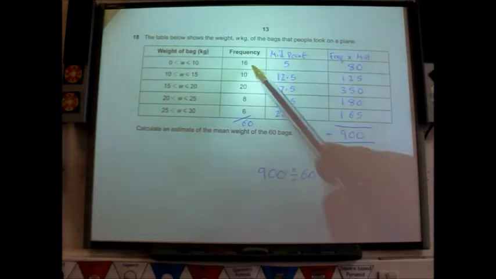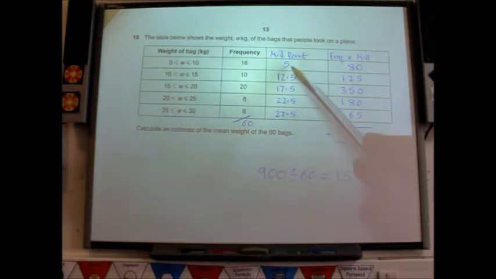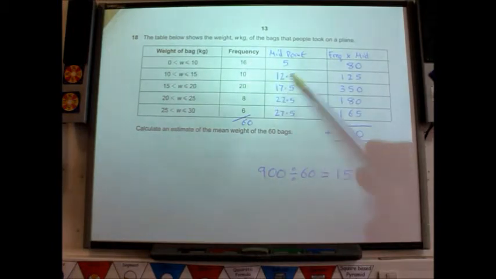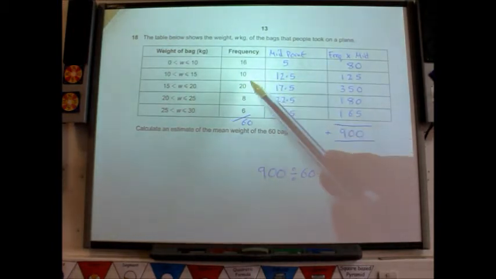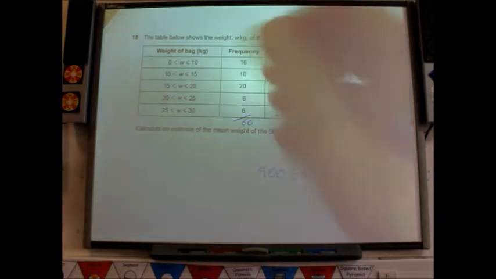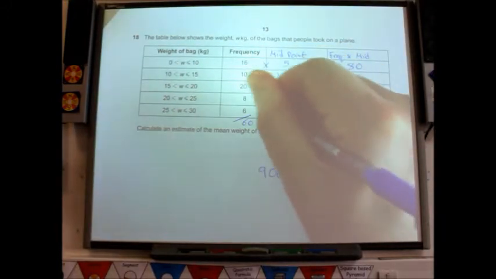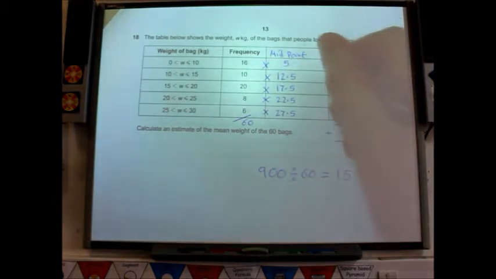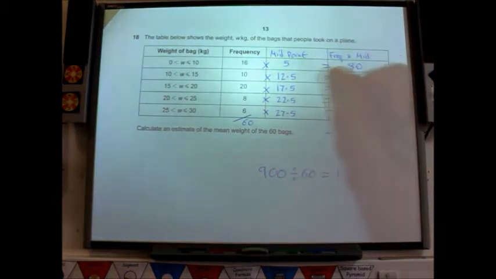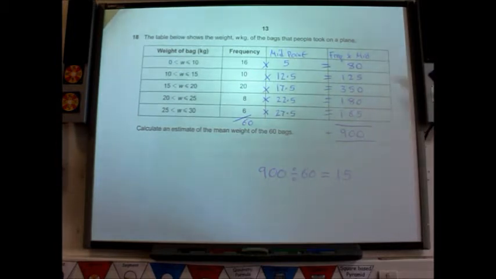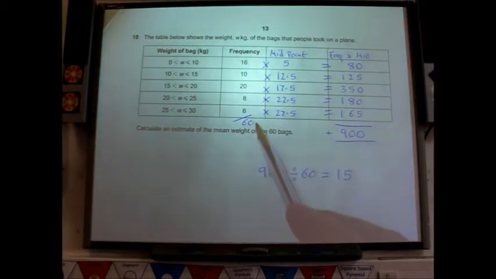So I've got 16 bags. They probably all weigh about 5 kilograms each, or certainly average out to. Then I've got 10 bags that weigh 12.5 kilograms each, 20 that weigh 17.5 kilograms. So I hope you can see here that I'm actually multiplying across, and then you get the answer over here. And it's the mean average, so you add them all up, which is 900, and you divide by how many you had to begin with, and there are 60 bags because I've added up the frequency.